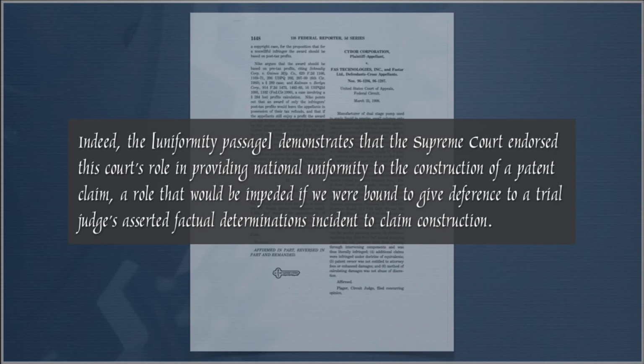Which is they then, in Cybor, the Federal Circuit says the way that we can implement our mandate, the mandate of uniformity, intra-jurisdictional uniformity given to us by Markman, is that we need to have de novo review of claim construction. Because if we had to give deference to district court judges, then we wouldn't be able to create as well a set of rules for claim construction. And I think they're probably right.